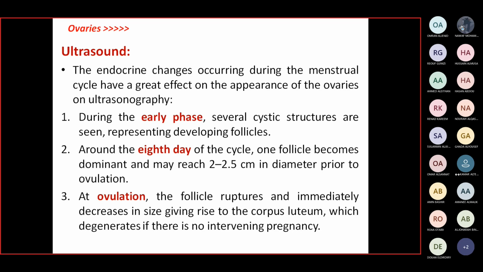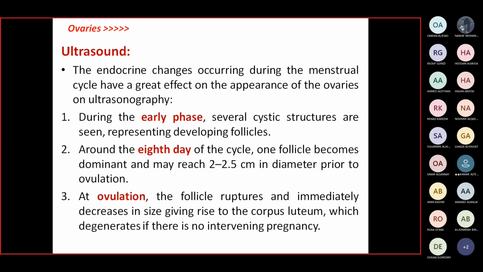Around the 8th day of the cycle, one of these follicles seen in the early phase becomes dominant, reaching 2 to 2.5 centimeters in diameter prior to ovulation. At ovulation, the follicle ruptures and immediately decreases in size. This gives rise to the corpus luteum, which degenerates if there is no pregnancy.